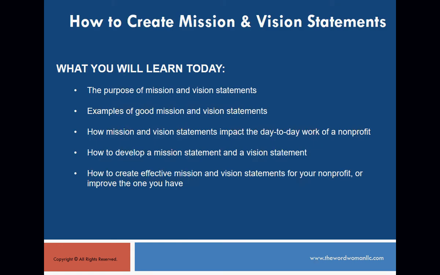So today what you will learn is the purpose of mission and vision statements. You will take a look at a couple examples of good mission statements. We will also discuss how mission and vision statements impact the day-to-day work of a nonprofit. We will also talk about how to go about developing your own mission and vision statement, and how to create effective mission and vision statements for your nonprofit or to improve the one you currently have.